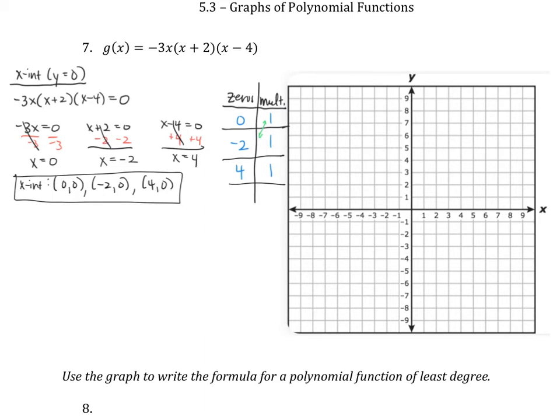Okay, and so now I've found my zeros, my multiplicities, my x-intercepts. I need to find my y-intercept. So x will be 0. So y equals -3 times 0 times 0 plus 2 times 0 minus 4. And since I'm multiplying by 0, it's going to be 0 all the way across. So my y-intercept is (0, 0).